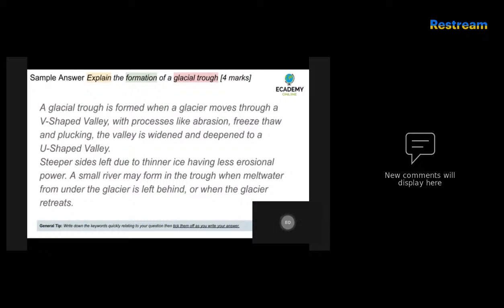A glacial trough is formed when a glacier moves through a V-shaped valley with processes such as abrasion, freeze-thaw, and plucking. The valley is widened and deepened to a U-shaped valley. Steeper sides left due to thinning ice, having less erosional power. A small river may form in the trough when the meltwater from under the glacier is left behind, or when the glacier retreats.